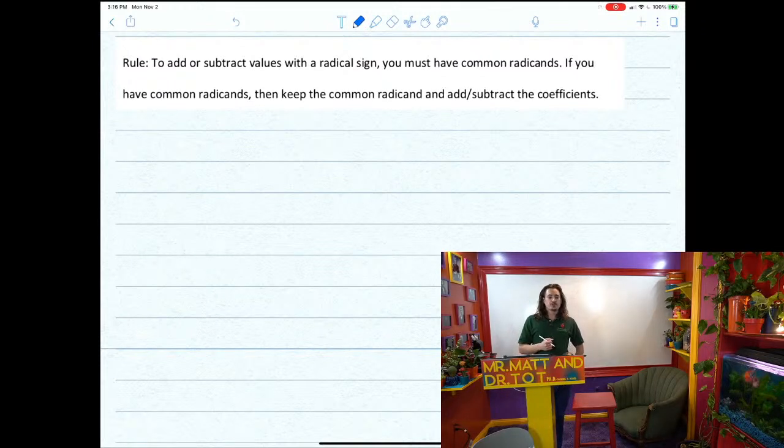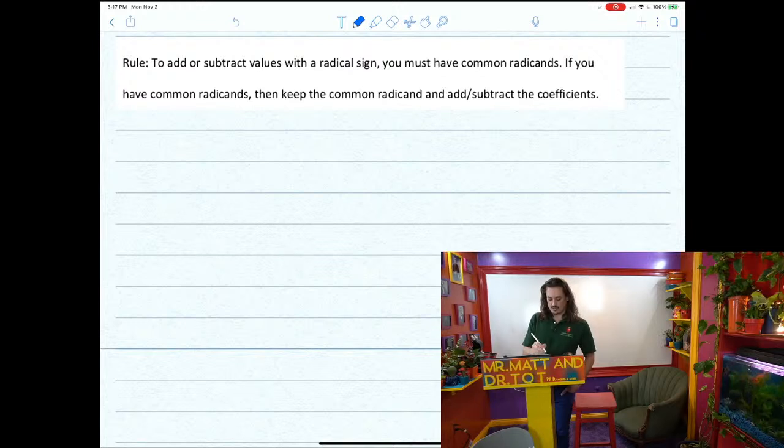Okay, so this brings us up to the first rule, and we're going to talk about adding or subtracting values with the radical sign. In order to add or subtract values with radicals, you have to have common radicands. So the number underneath the radical sign has to be the same in both problems, or else you cannot simplify or combine them. Once you have common radicands, then you keep the common radicand and add or subtract the coefficients.